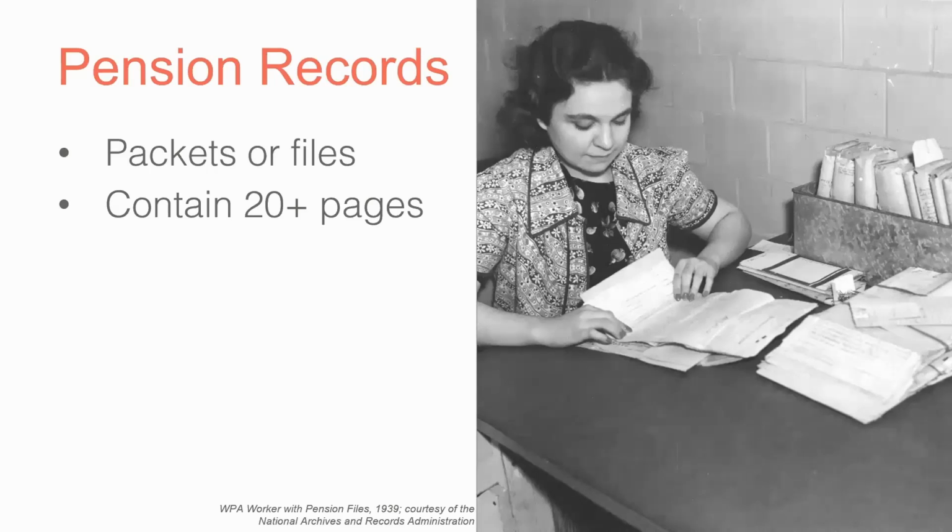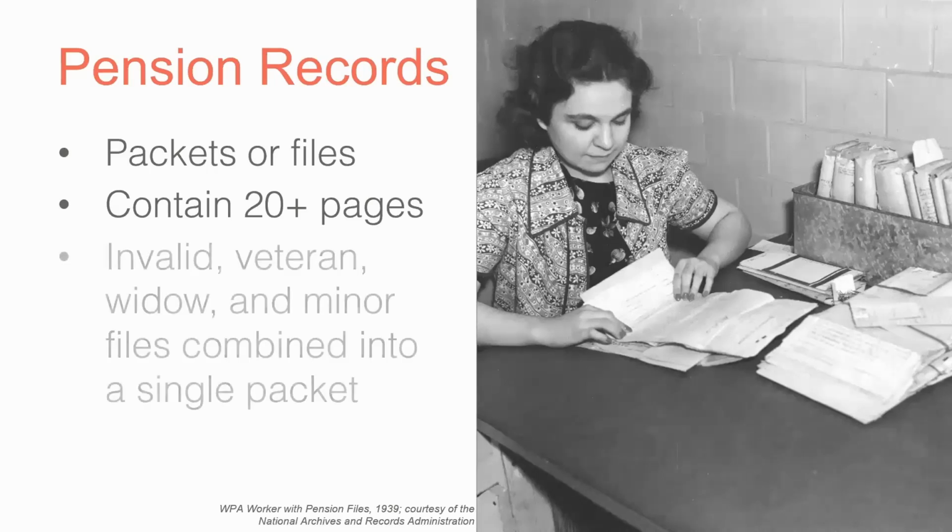And note, however, that all of the records related to one veteran tended to be combined into a single packet. So all of those that he filed for, let's say if he filed for an invalid pension and then his widow also filed for a pension, then all of those pensions would be in the same packet under the widow's certificate number. So if he filed for the invalid pension and his widow filed, they'll be together in the same packet, but under the widow's number.